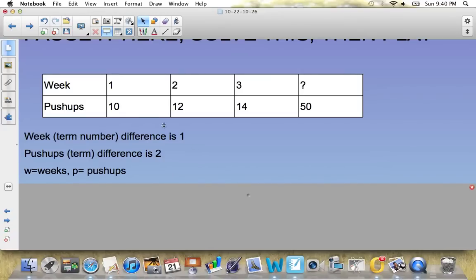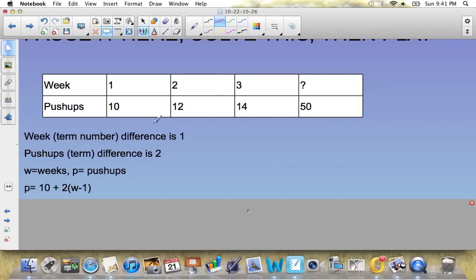And I'm just going to go ahead and define my variables. W is weeks, P is push-ups. And the pattern I picked up on here is that the number of push-ups is equal to 10 plus the weeks minus 1, but then doubled. Let me explain this a little bit here. So if I know I'm going to do 10 push-ups, that's equal to 10 plus 2 times, well, what number week is this? Oh wait, week 1 minus 1. So that's 0. 2 times 0 is 0.